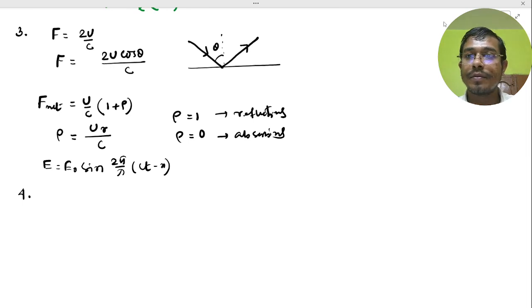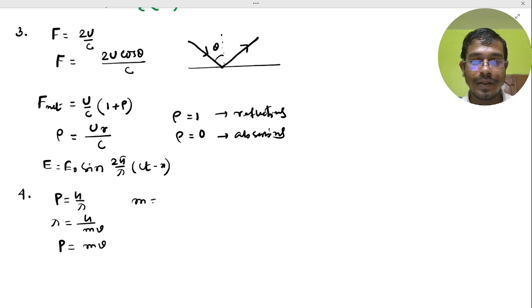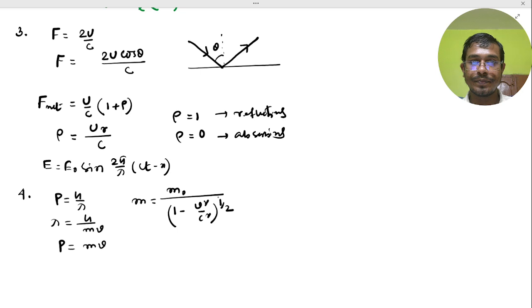The de Broglie wavelength: for a photon p equal to h by lambda, and lambda is equal to h by mv. So p equal to mv for a particle, and m is the relativistic mass of the particle, so m equal to m naught over (1 minus v square by c square) to the power half, where m is the relativistic mass of the particle.